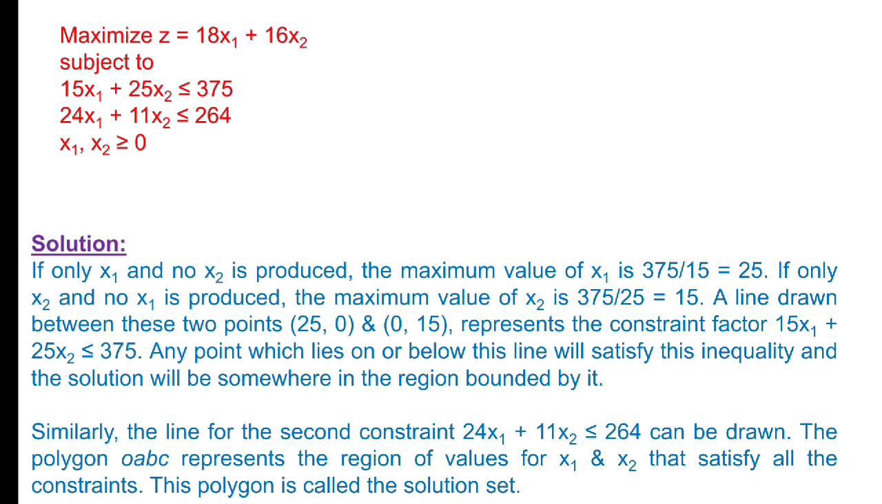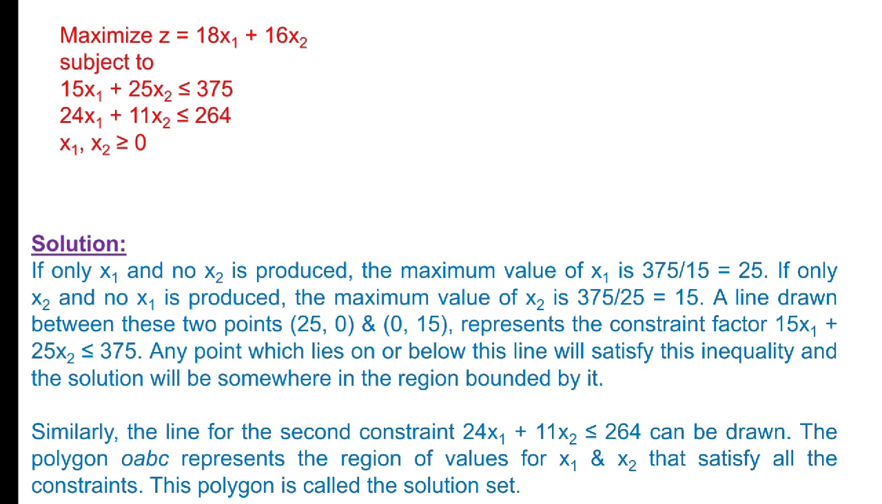If only x2 and no x1 is produced, that means put x1 equal to 0, you will get the x2 value. Put x2 equal to 0, you will get the x1 value. In that way it is calculated. For x2 you will get 375 divided by 25 equal to 15. We have already seen many problems like this, so now we are going to calculate directly the values of x1 and x2. A line is drawn between these points.